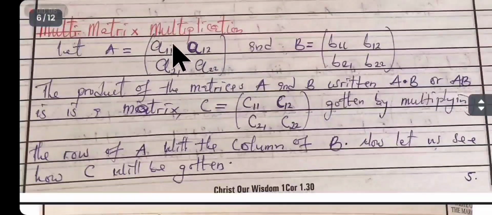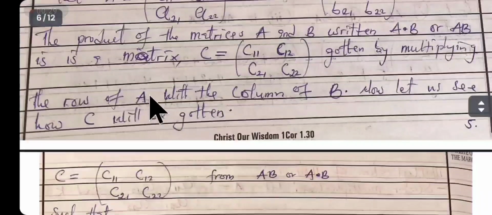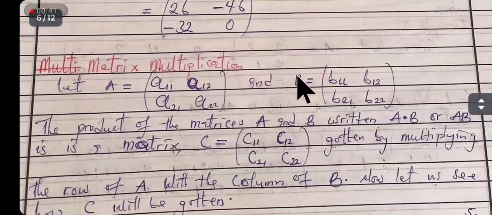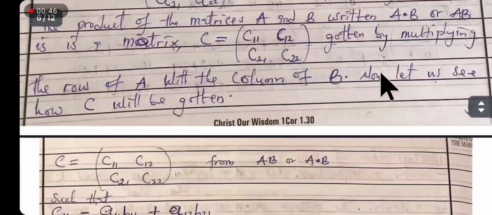Now let matrix A be this, and let matrix B be this. The product of matrix A and B, written as A dot B or AB, is a matrix C. They are going to have a new matrix C from their product, which is going to be C11, C12, C21, C22, gotten by multiplying the row of matrix A with the column of B. Yes, to get the multiplication right, the row of matrix A will be multiplied by a column of matrix B.